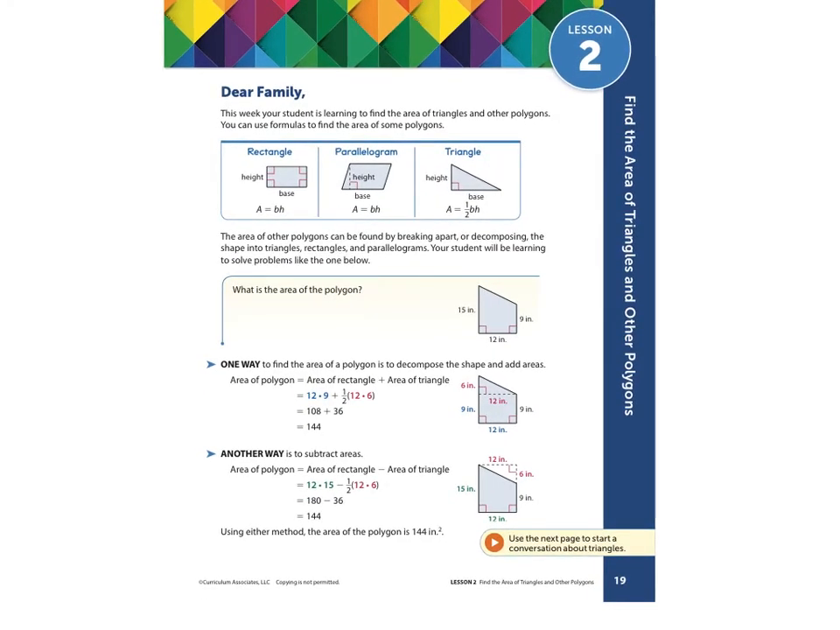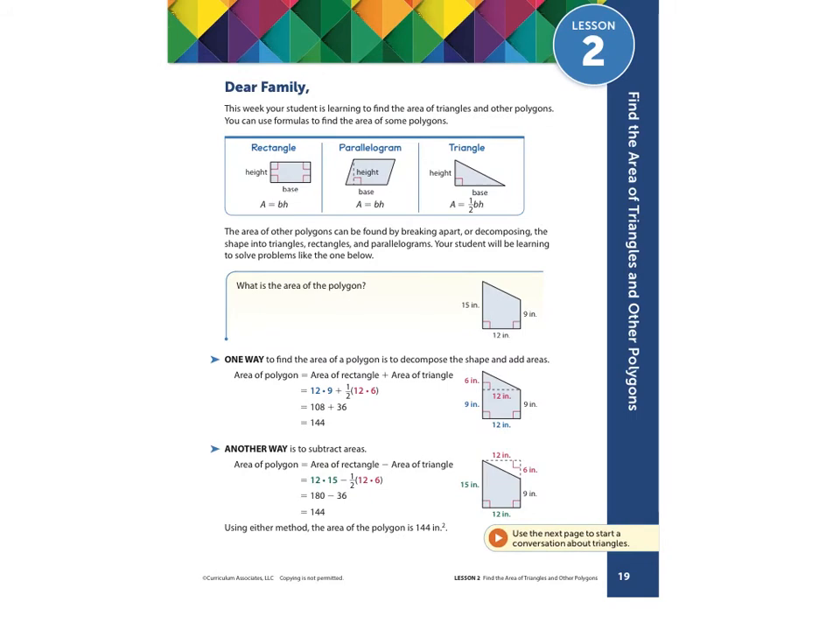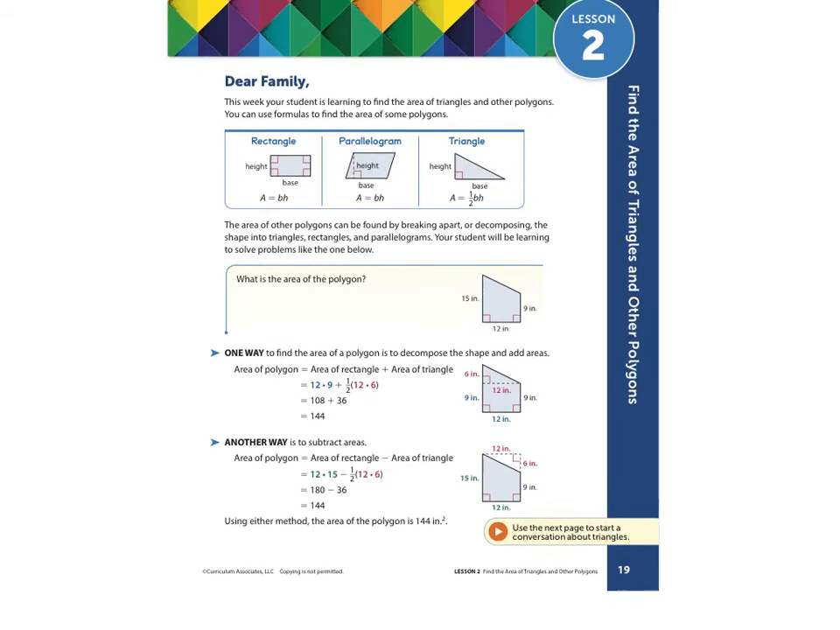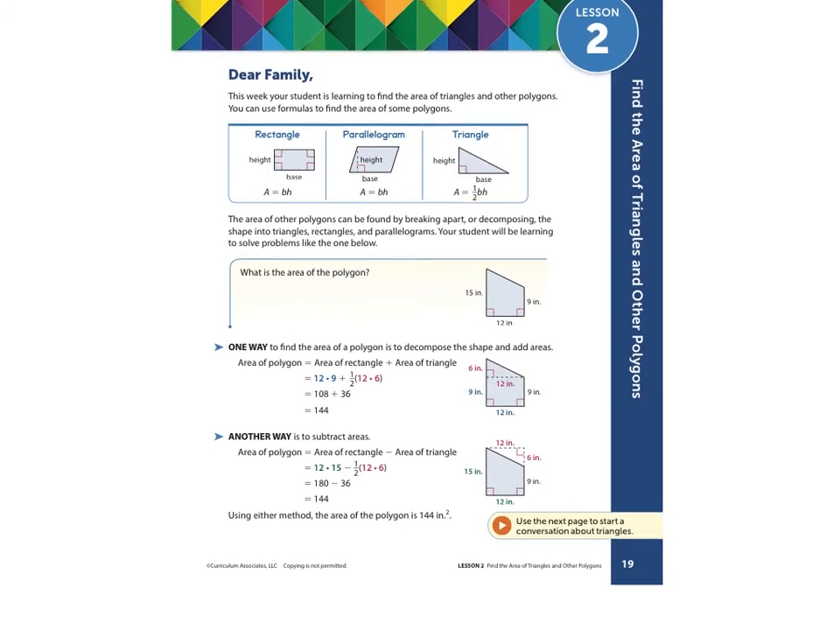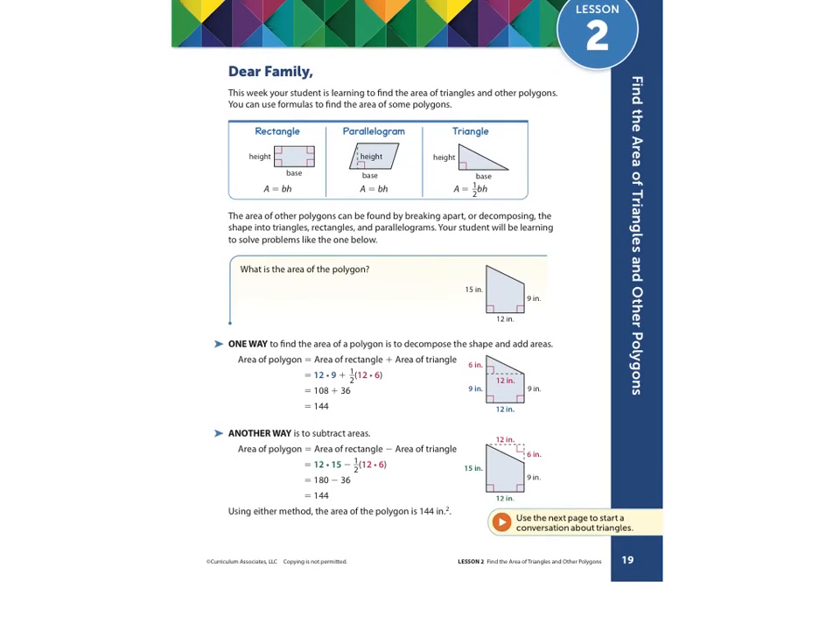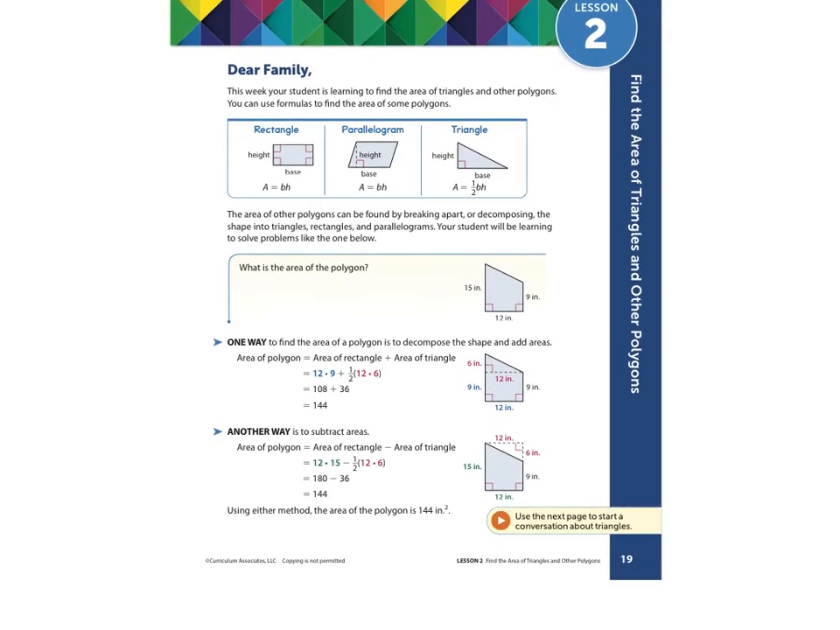So I'll read through some of this and touch on some important points, and then after the video is over and you have some time, you can look at it yourself. So this week, your student, you, is learning to find the area of triangles and other polygons. You can use formulas to find the area of some polygons. A rectangle, which we talked about in class, was the base times height. Parallelogram, remember that base times height. You take the string to the corner, drop it to get your height. And the triangle, which is 1/2 of our base times height. This triangle is new for lesson 1.